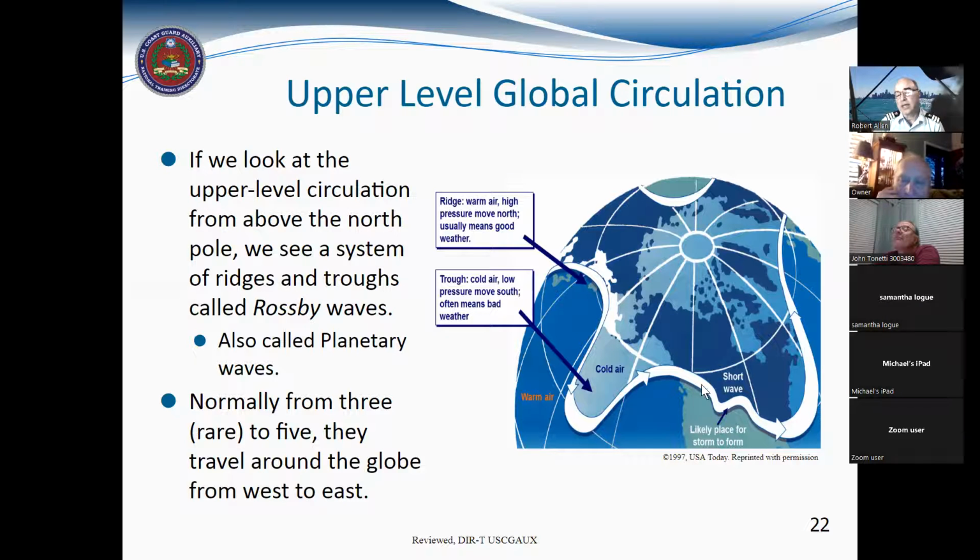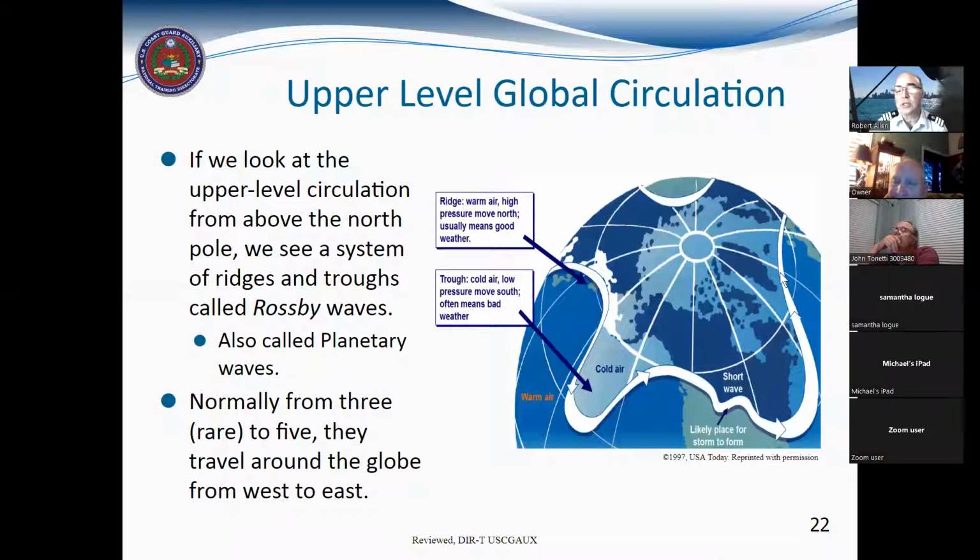Sometimes you get little zigzags in it, or little energy coming down from Canada. They call those clipper systems coming through and bringing some snow here in Chicago. Normally, there are from 3 to 5. It's rare to have just 3, but pretty common to have 5. And they travel around the globe going from west to east.